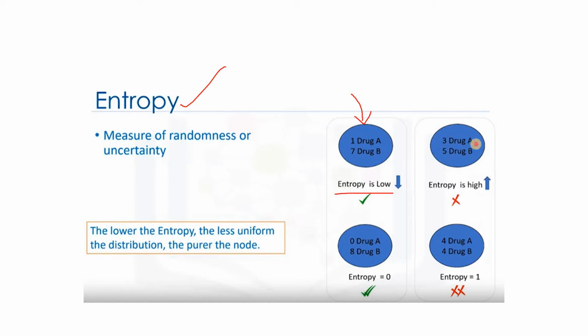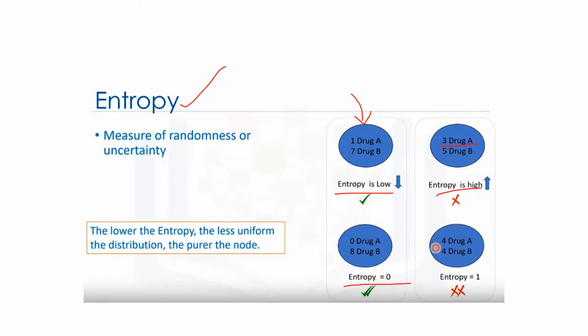For this one, on 3 people drug A works, on 5 people drug B works. It is near to uniform distribution, so average uncertainty or average amount of information is more here, so entropy is high. If you consider this one, this is a completely skewed distribution. Drug A never works on any people, drug B works on 8 people. Not at all uniform distribution, just completely opposite of uniform distribution. So this has the least amount of uncertainty, so least amount of information, least average information or entropy, so entropy is 0.